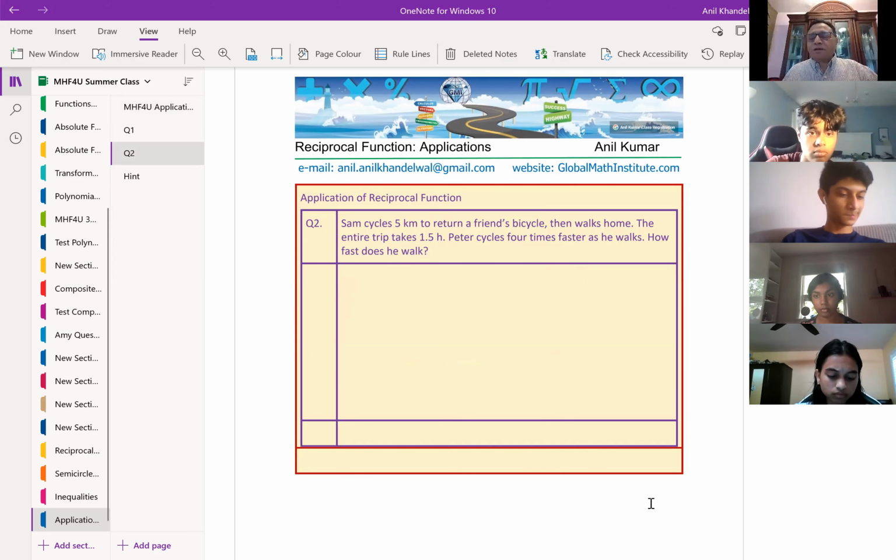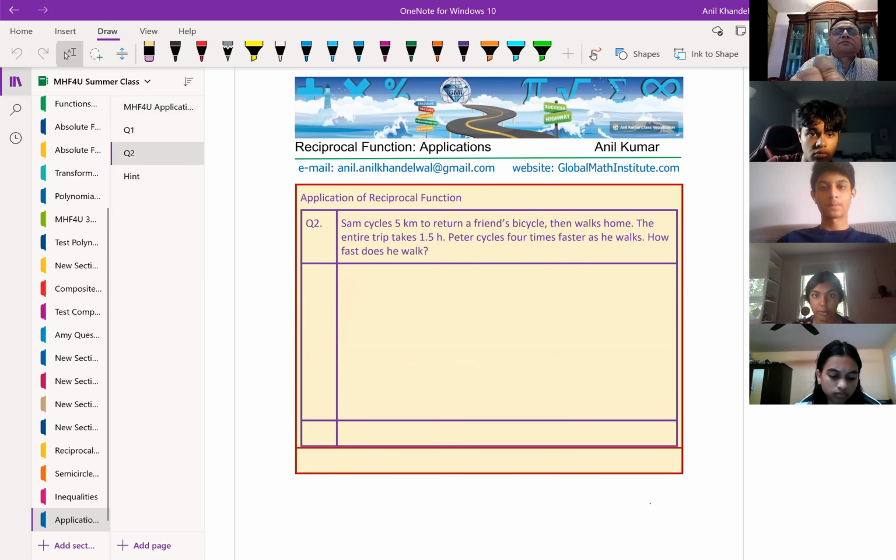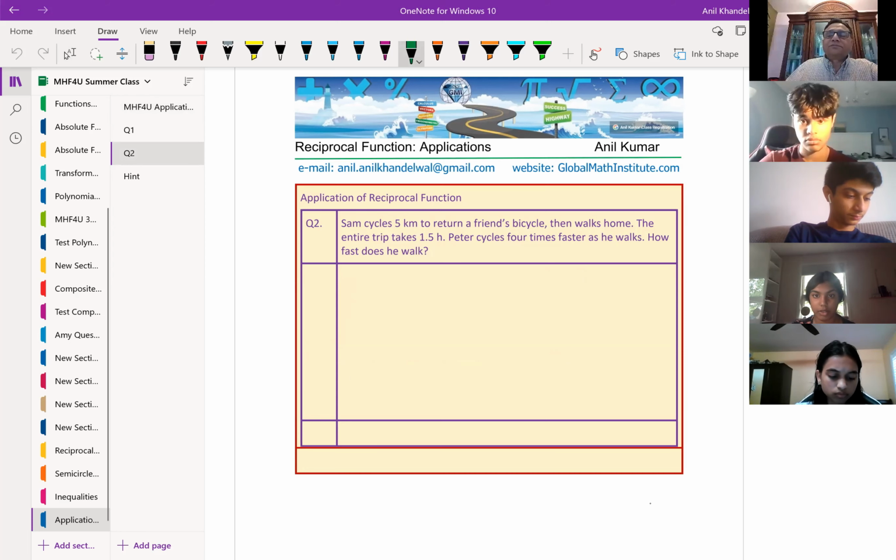Okay. Vishruta, can you please read question number 2 again and then help me out in figuring out the solution? Sam cycles 5 kilometers to return a friend's bicycle, then walks home. The entire trip takes 1 hour, 30 minutes. Sam cycles 4 times as fast as he walks. How fast does he walk?